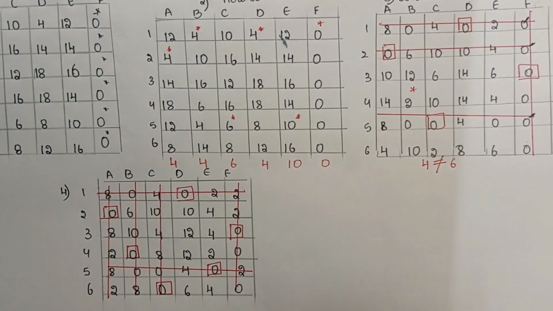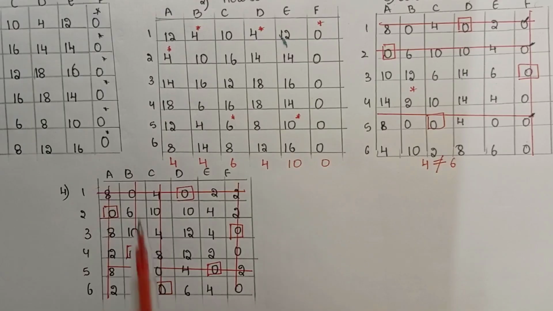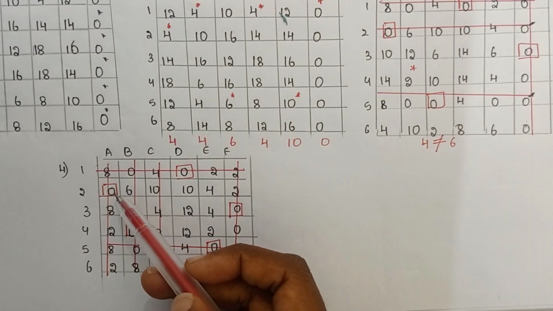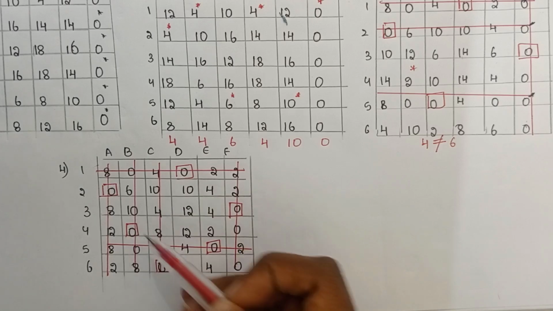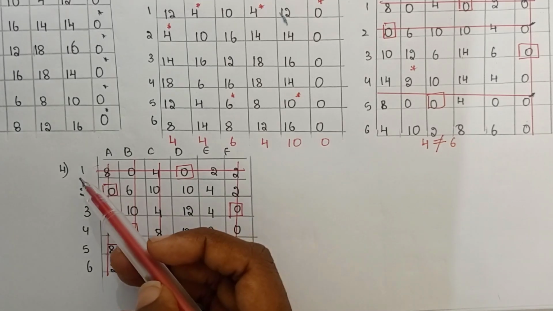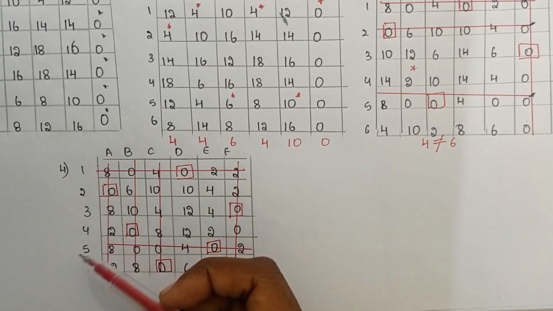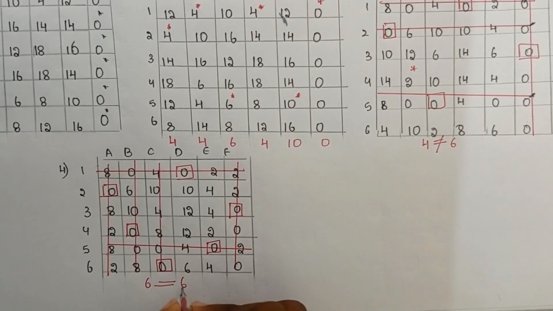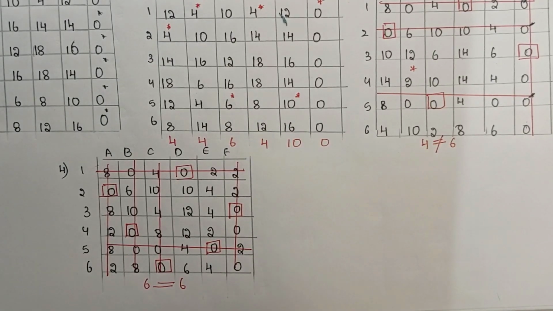So now we have to check the number of rows and also the number of squares to get an optimum solution. So the number of squares inside the matrix are 1, 2, 3, 4, 5 and 6. So the number of rows are 1, 2, 3, 4, 5 and 6. So the squares are equal to the rows, which means we have got an optimum solution.